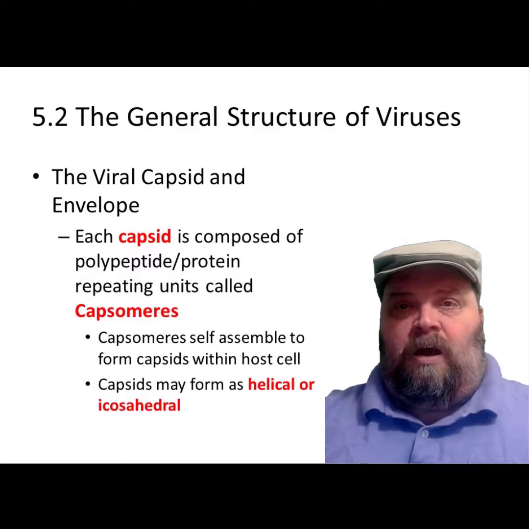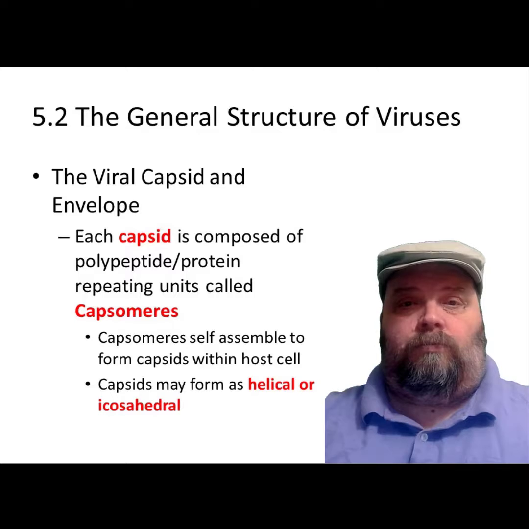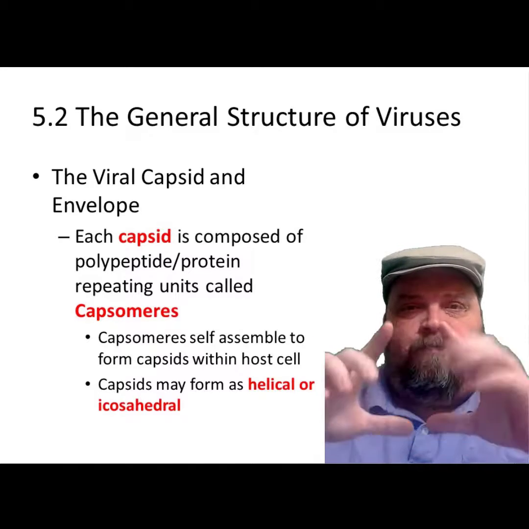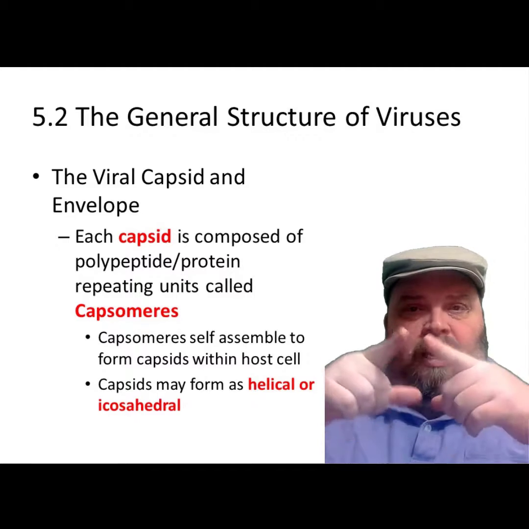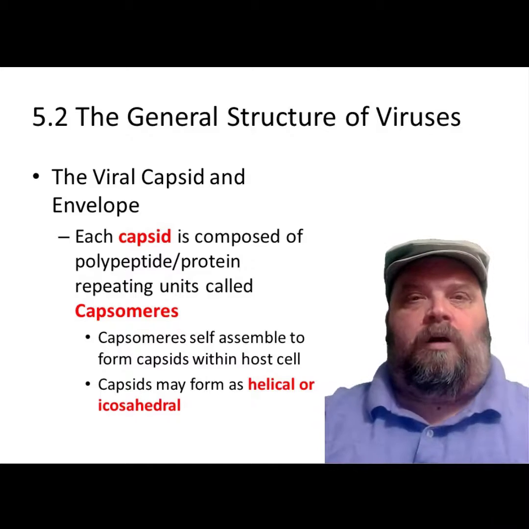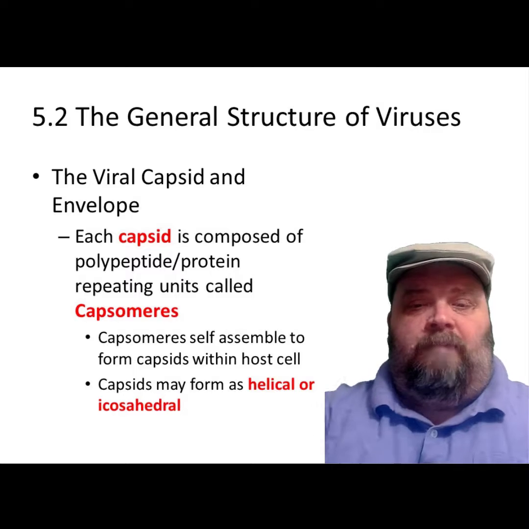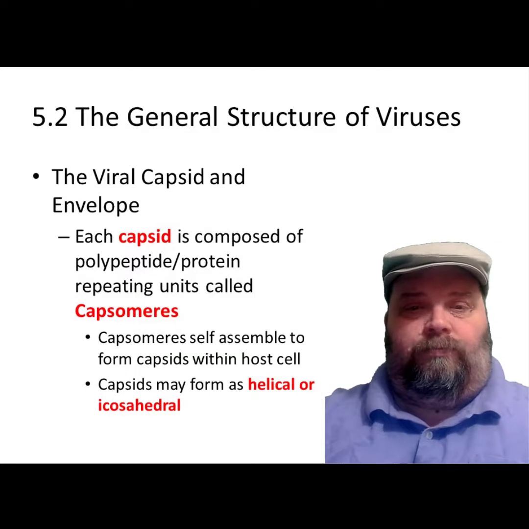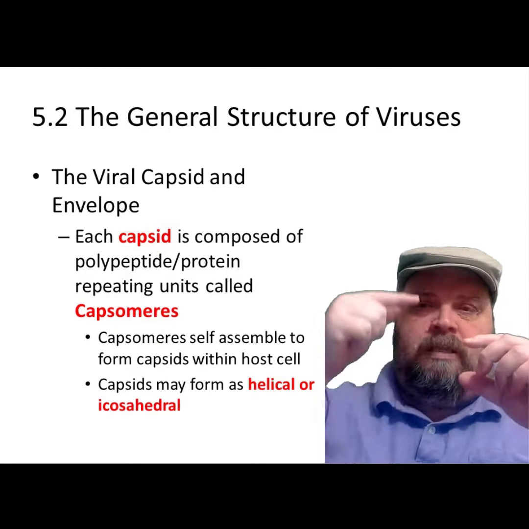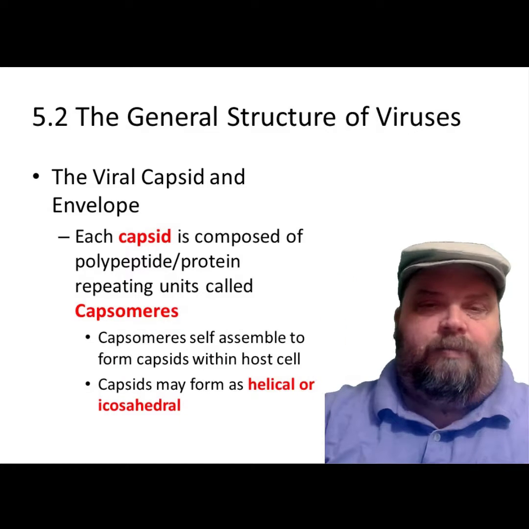As the capsomeres are made using host ribosomes, the capsomeres self-assemble. They just lock in together and form those triangular shapes. As more of those triangular shapes are formed, they start forming the overall icosahedron. Or if it's a helical, as you see here in this table, they just start forming this helical pattern, wrapping around the DNA or the RNA.